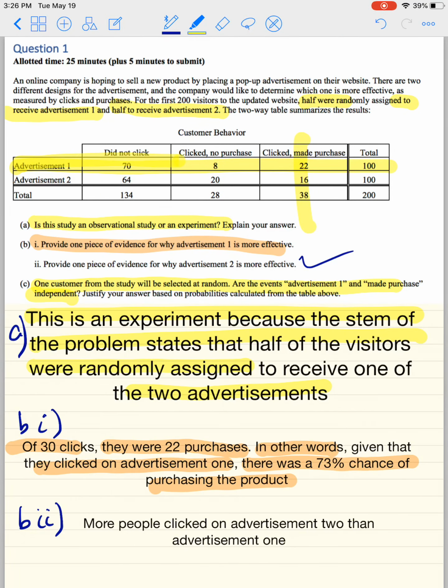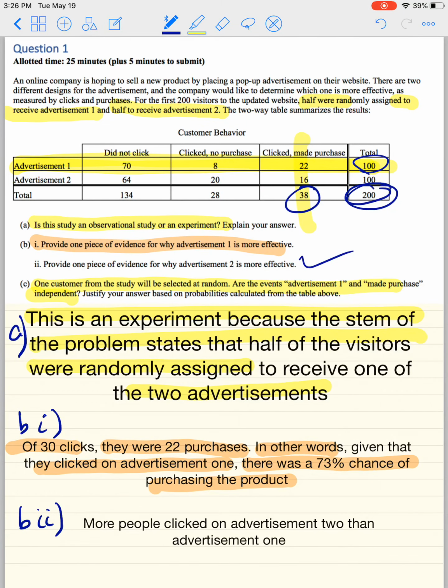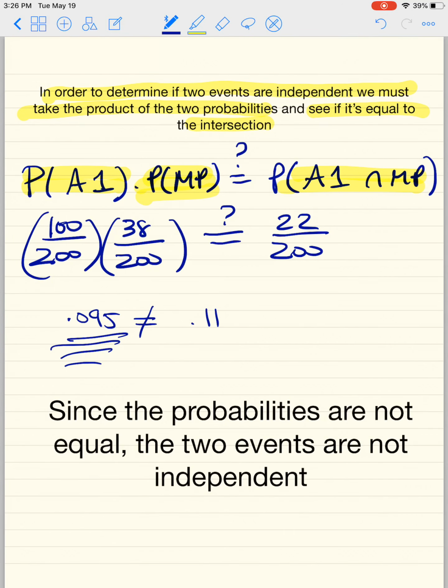So advertisement one was 100 out of 200. Click made purchase was going to be 38 out of 200. So that gives me 0.095. And their intersection is basically where I cross here and here out of 200. So 0.095 does not equal 0.11. They have to match perfectly, okay? Since the probabilities are not equal, the two events are not independent, okay? So that's how we do that one.